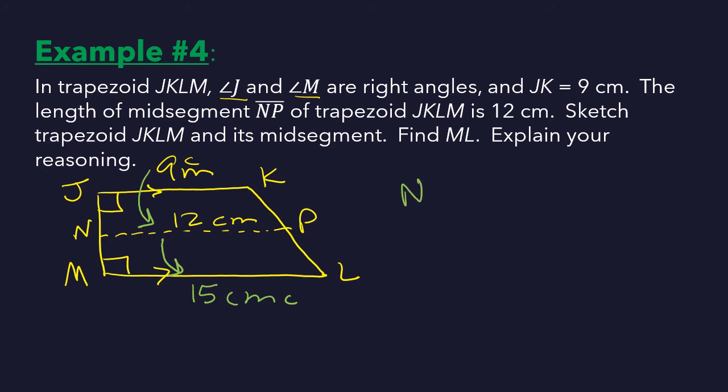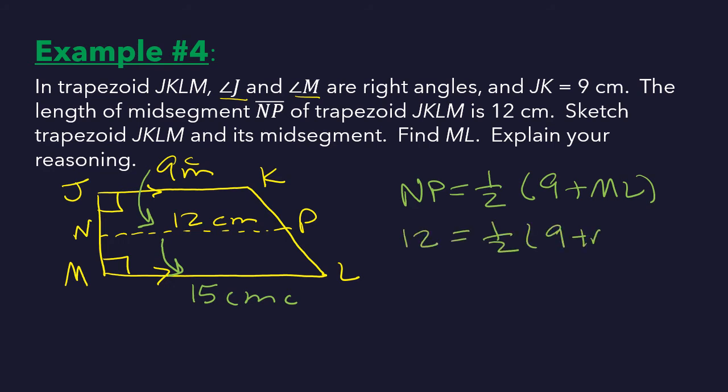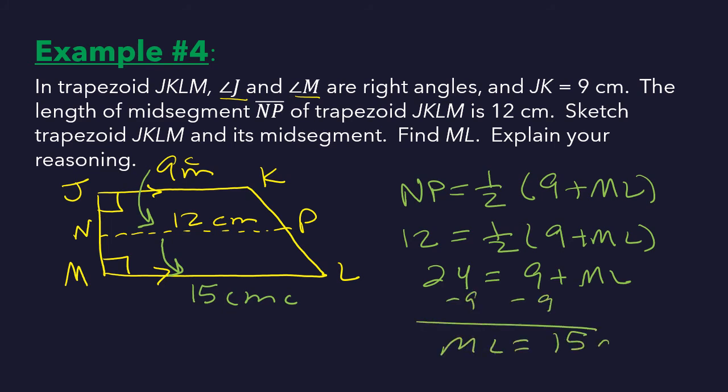I also know that the mid-segment in P is going to be half the sum of the bases. And because I know the length of NP, I can substitute in 12. And if I want to continue on with this, 12 times 2 is 24 equals 9 plus ML. Move my 9 over, and ML is going to equal 15, and make sure you attach the units. All right, so either way you think about that, both of those methods are mathematically accurate for the mid-segment.